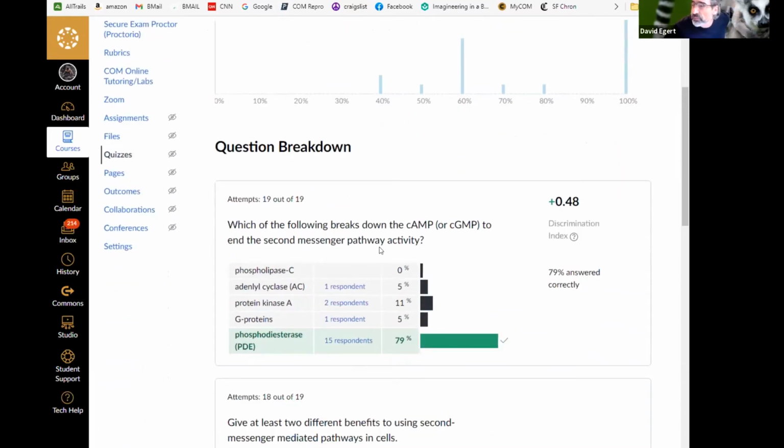Which of the following breaks down cyclic AMP or cyclic GMP to end the second messenger pathway? So this one, the phosphodiesterase, is going to come up in the future as well. When we look at how rods and cones convert light into electrical signals, it's all going to be about phosphodiesterase again. So you definitely want to know what phosphodiesterase is and what its role is. Again, it's the enzyme that ends that second messenger pathway. So once it starts, it doesn't just keep going on forever.